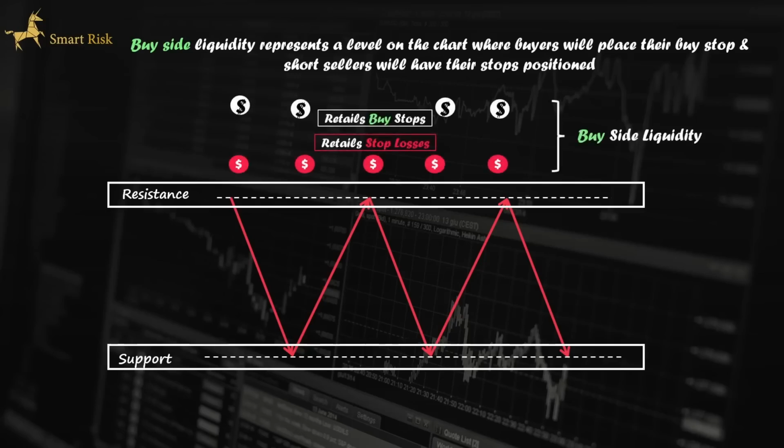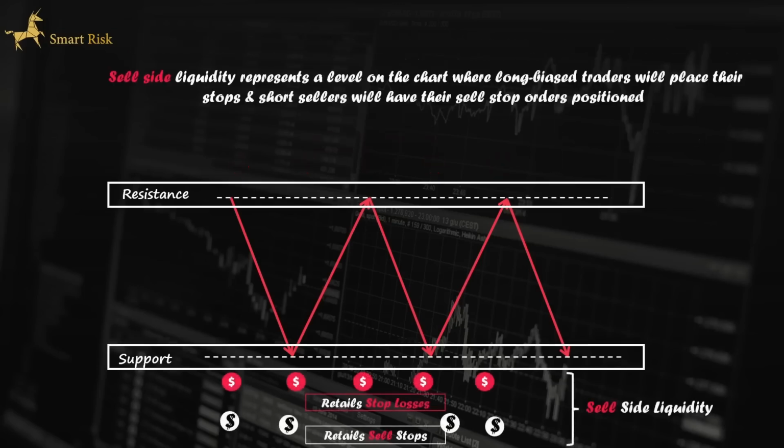Buy-side liquidity represents a level on the chart where buyers will place their buy stop and short sellers will have their stops positioned. And it is going to be on the buy side of the chart. And the sell-side liquidity is just the opposite. It represents a level on the chart where long biased traders will place their stops and short sellers will have their sell stop orders positioned. And it is going to be on the sell side of the chart.